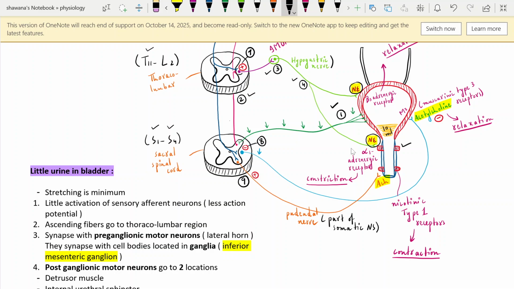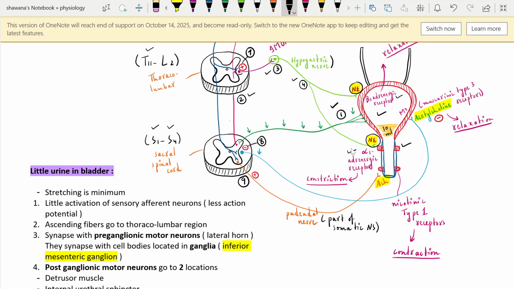So the bladder will start to relax, and the internal urethral sphincter starts to contract, because we do not want the forward flow of the urine, right? We need to store the urine right here. So beta 3 adrenergic receptors will cause relaxation, and alpha 1 adrenergic receptors, upon stimulation by the norepinephrine, will cause constriction. Okay, this was the fourth step.